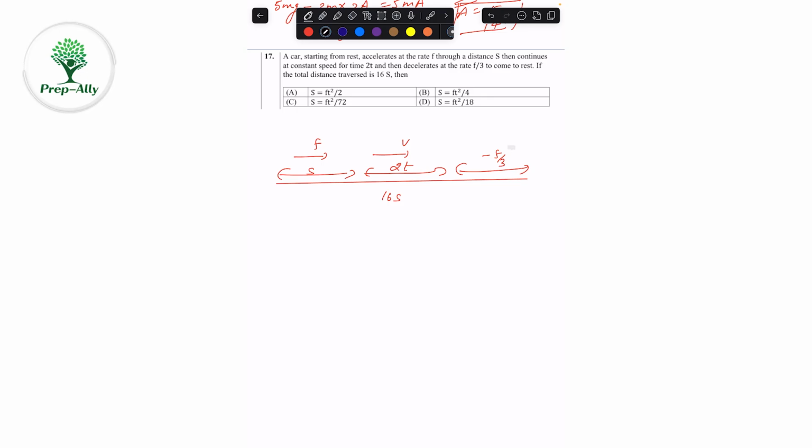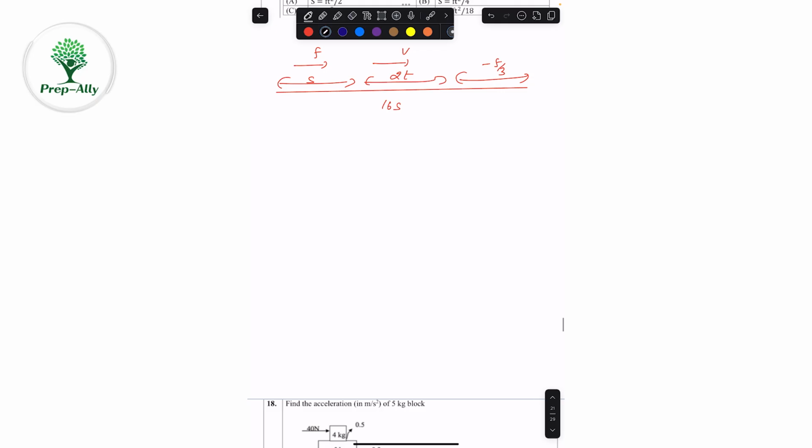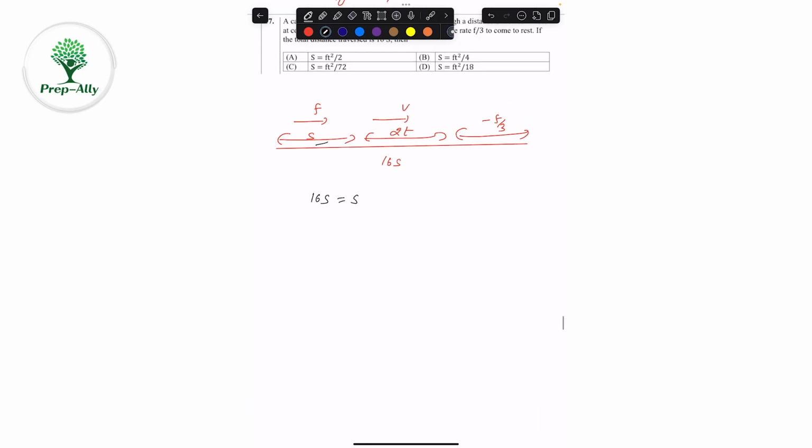Now this time is 2t. So we will just find all the distances and then add them up, and then we will have our solution. So total distance is 16s that we already got. It has to be equal to s, which comes from here. This velocity will be due to this acceleration and the time taken here. So if acceleration is f, I can say distance is equal to ut plus half at square. u is 0, so we got half f t square, whatever t it is, let's say it's capital T square. So we got capital T is equal to root of 2s by f.